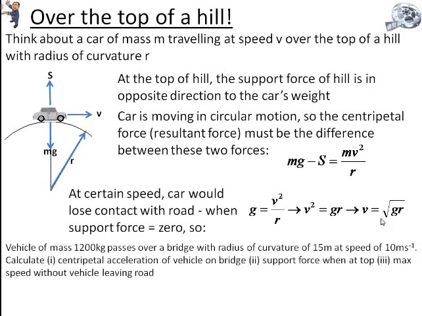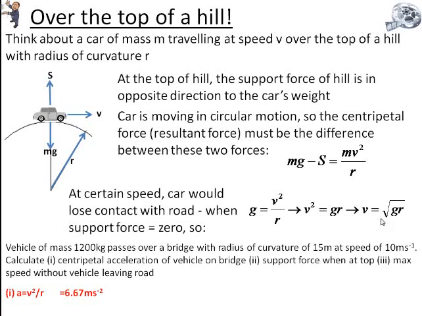So if we do a quick example, a vehicle of mass 1200 kilograms passes over a bridge with a radius of 15 meters at a speed of 10 meters per second. Calculate first of all the centripetal acceleration of the vehicle on the bridge. Okay, dead easy. We've got a formula from last time. Centripetal acceleration is v squared over r. If we do 10 squared, velocity divided by the radius of 15, we end up with an answer of 6.67 meters per second squared for the acceleration.